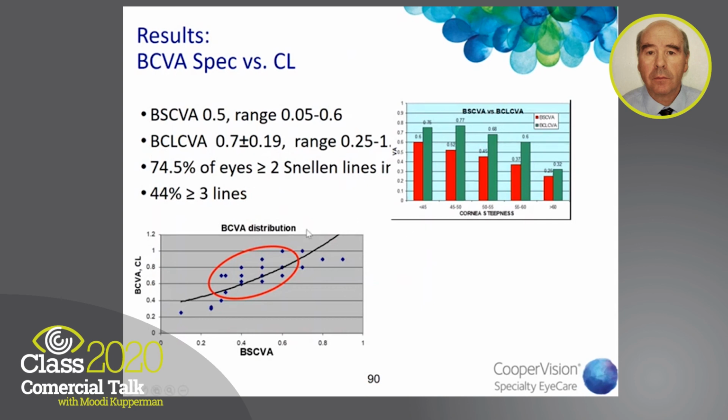We can see here that in most of the cases there is a nice improvement between the best corrected visual acuity without the contact lens and with the contact lens. So if it was, for example, 0.4, it becomes 0.6. If it was 0.4 here in this case, it becomes 0.8. In this case, it was 0.6 and becomes 1. So there's a nice advantage of vision with these lenses.